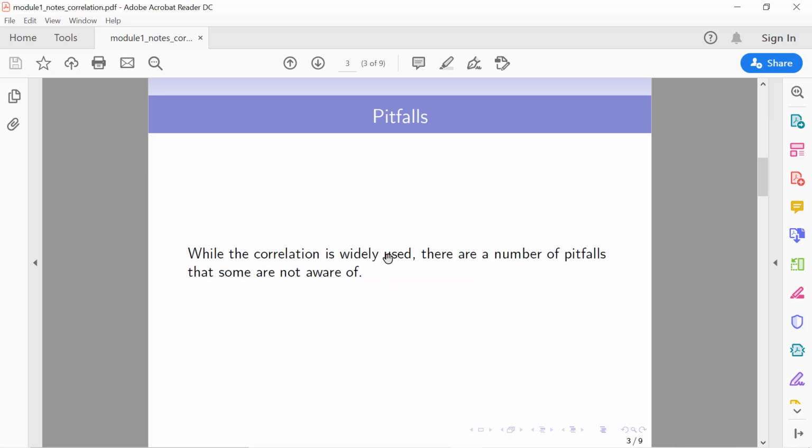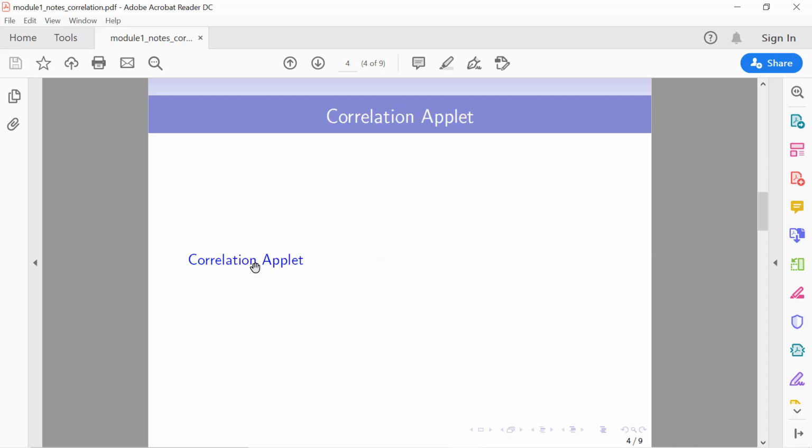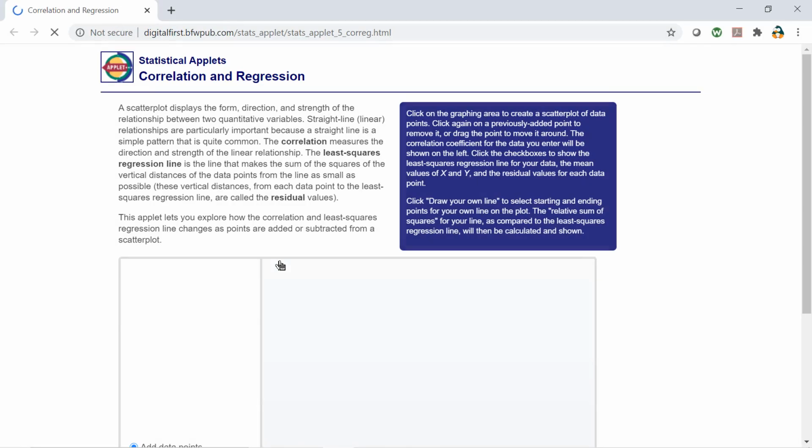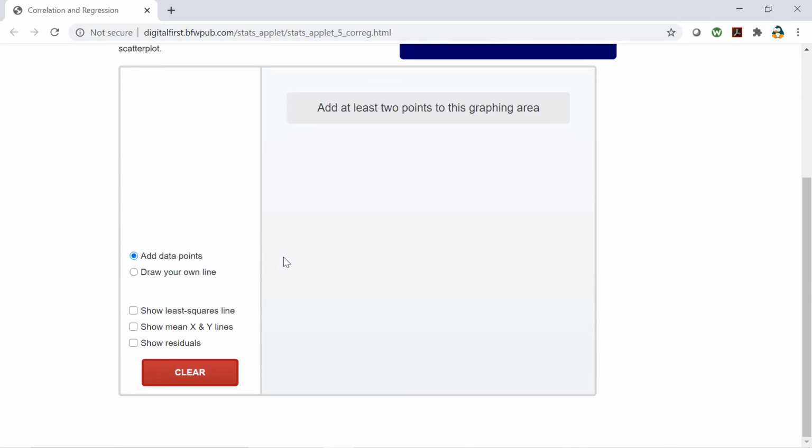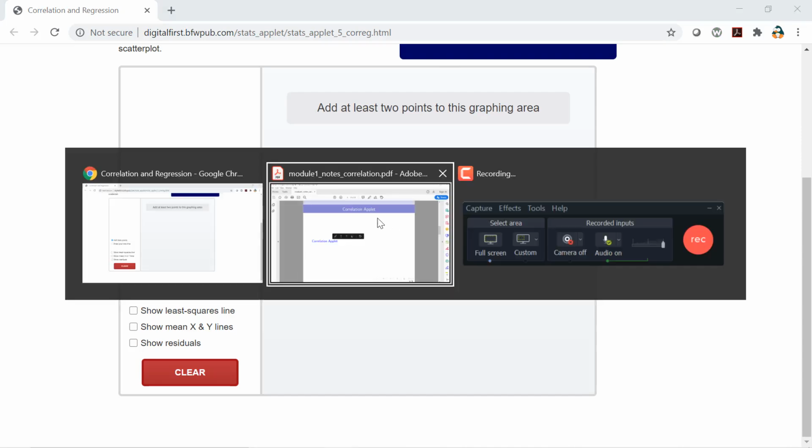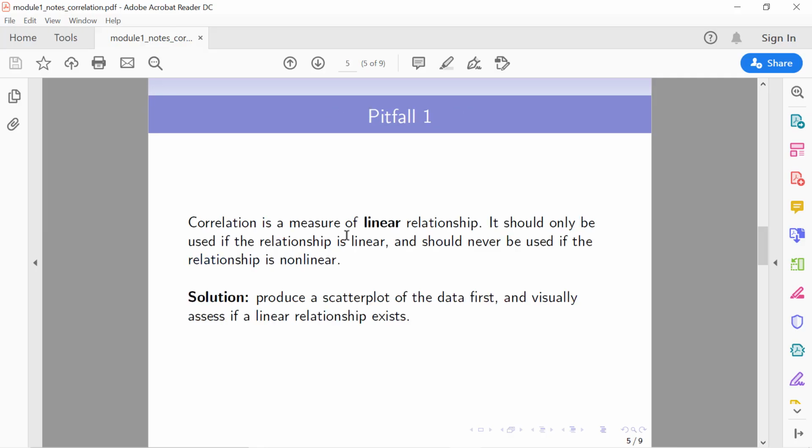Now, while the correlation is widely used, there are a number of pitfalls that some people may not be aware of, and maybe they overlook and forget about these issues. I'm going to be using this correlation applet. Let me just open this up. I'll use this applet to show some examples of what I'm going to talk about next.